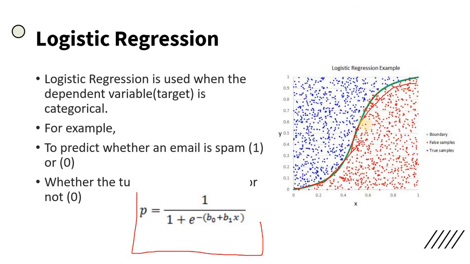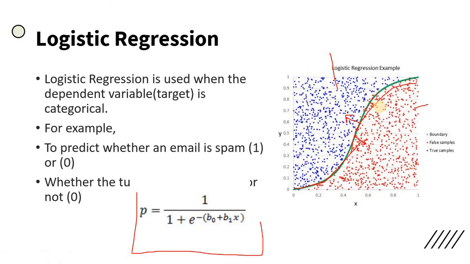We can differentiate two parts. Here blue are different and reds are different. We draw a line such that two different values can be differentiated. Suppose these mails are spam mails and these are regular mails. We differentiate them by using logistic regression. So that is all about regression.